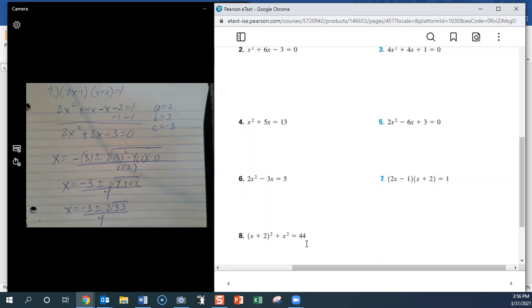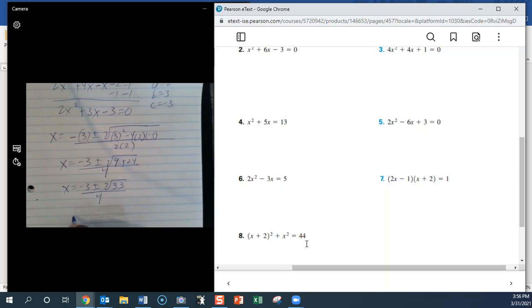All right, so now we write this out. We separate it. x equals negative 3 minus the square root of 33 over 4, or negative 3 plus the square root of 33 all over 4.